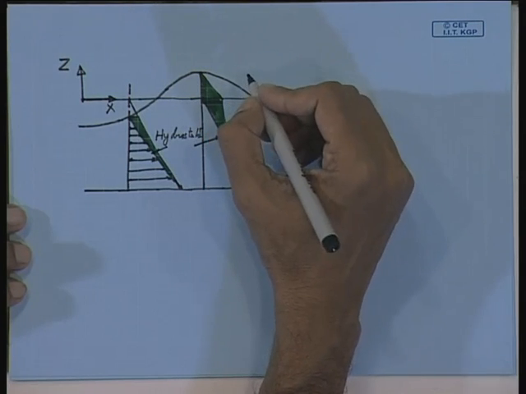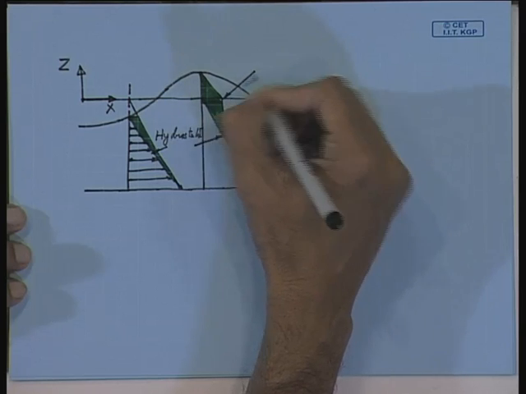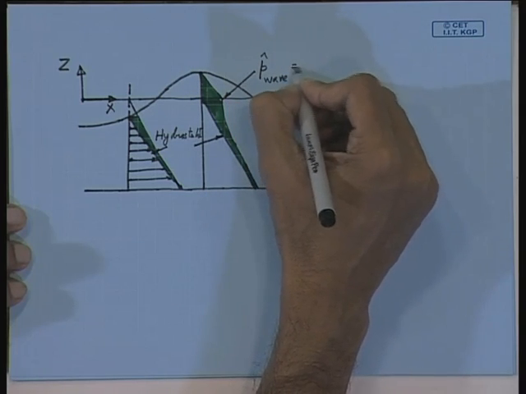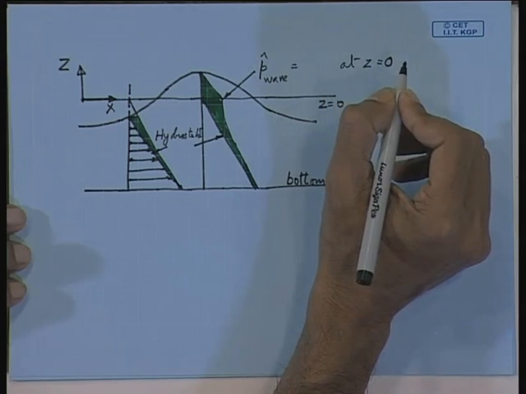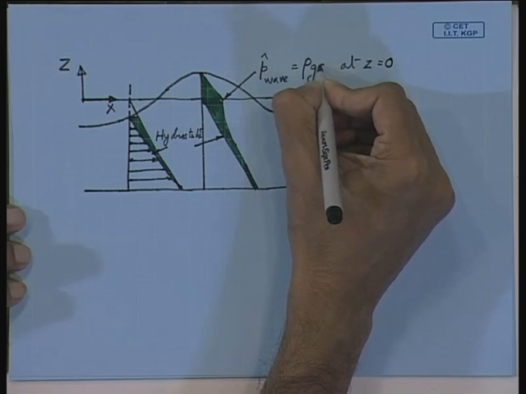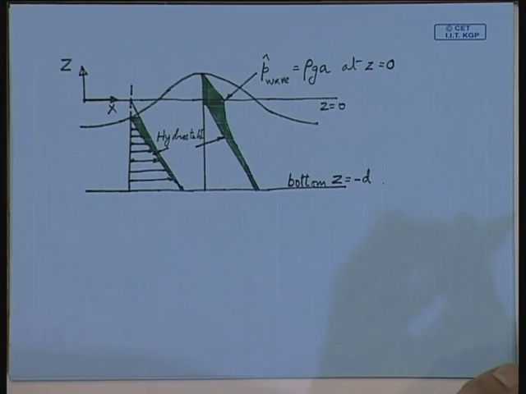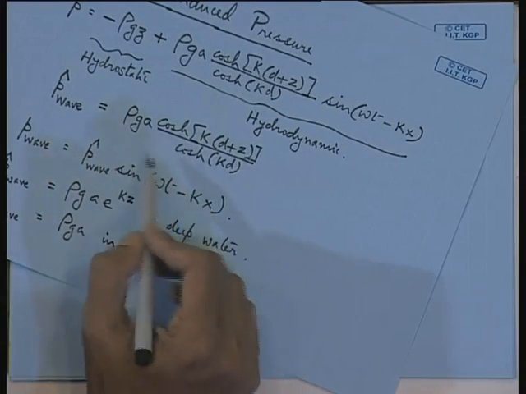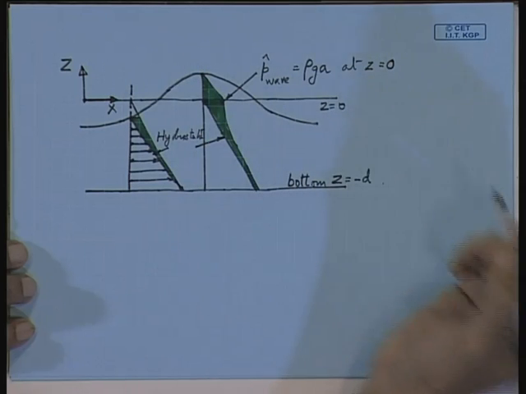And what is the value of P cap wave, say at z equal to 0? This is simply rho g a. So that means at z equal to 0 there is a hydrodynamic component, but no hydrostatic component. In that P wave you substitute z equal to 0, the cosh kd will cancel out, and you are getting rho g a. So this much is your hydrodynamic component even at z equal to 0.